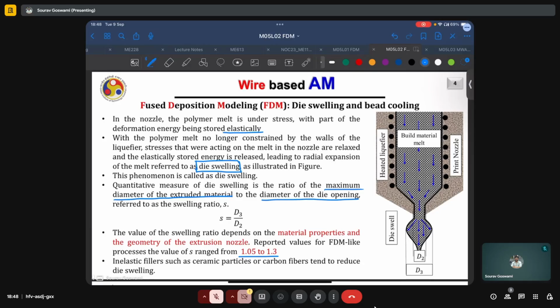Inelastic fillers, such as ceramic particles or carbon fibers, tend to reduce die swelling. The reason for this is that it was the release of elastic energy which was leading to this die swelling process. If the material itself is inelastic, it will be incapable of storing elastic energy, or the amount of elastic energy stored will be negligible. And so, when such a material is released, there will be no associated release of elastic energy and thus no swelling.